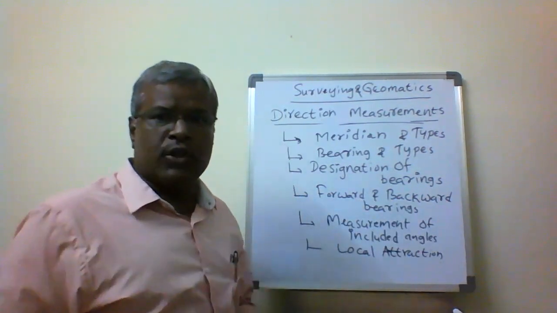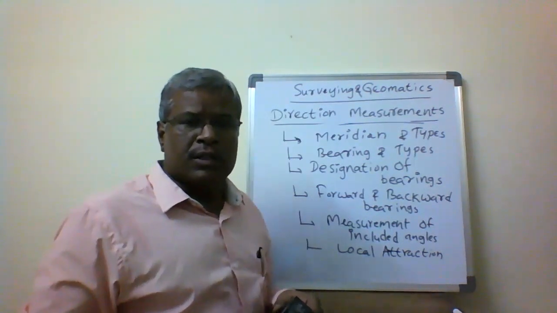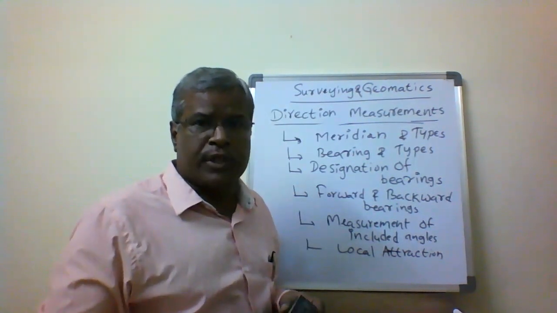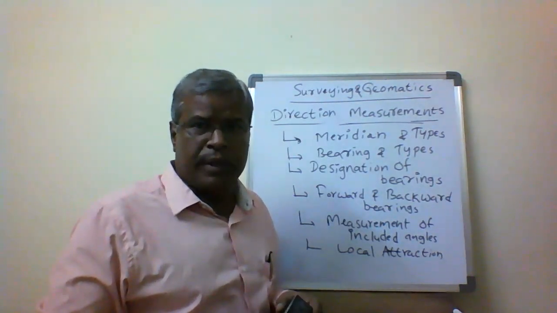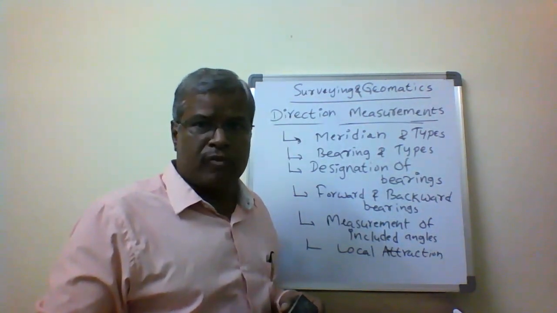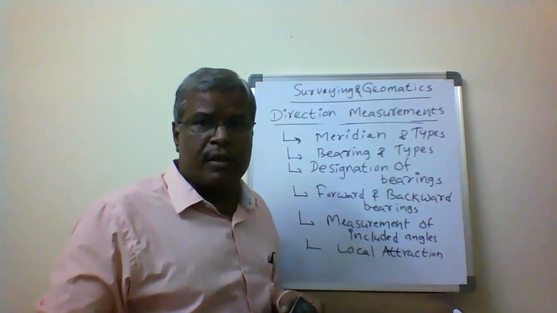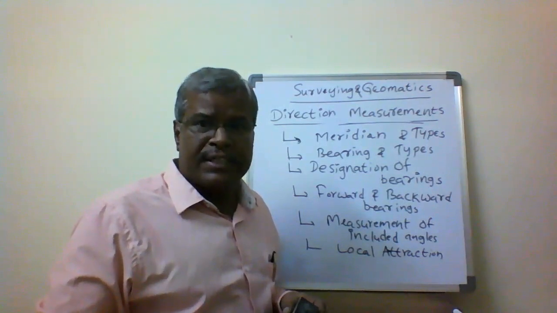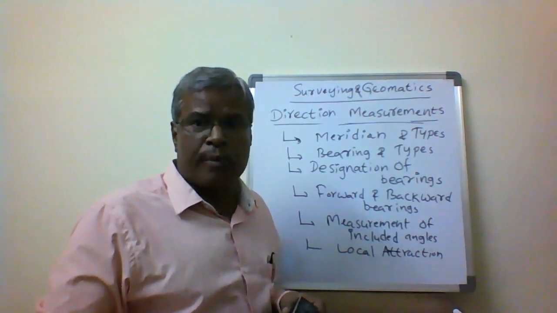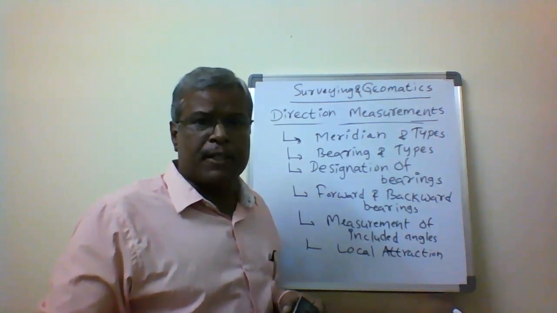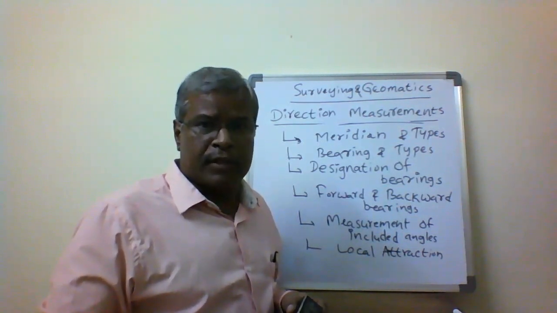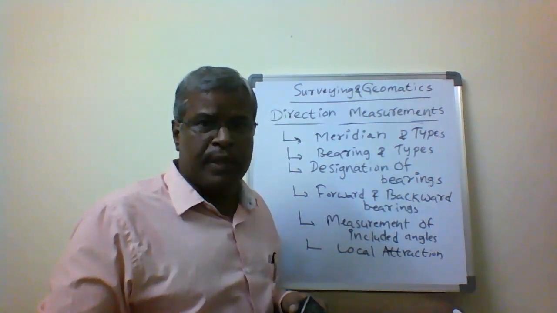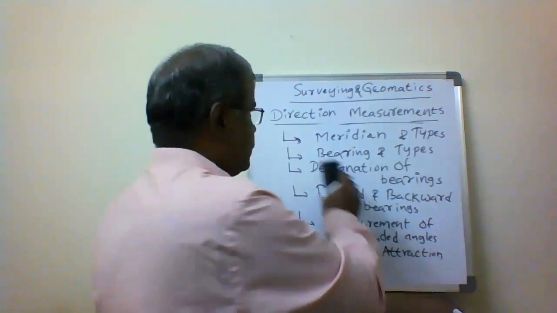Local attraction. So in the direction measurements, first of all we discussed the instrument that we are going to use for the direction measurement. After understanding the instrument, we'll go for the definition of meridian and the different types of meridian. Then bearing, types of bearings, designation of the bearings, forward and backward bearing, measurement of included angles, local attraction, then what is meant by the declination and its types, and finally the dip. So this is about the direction measurements.